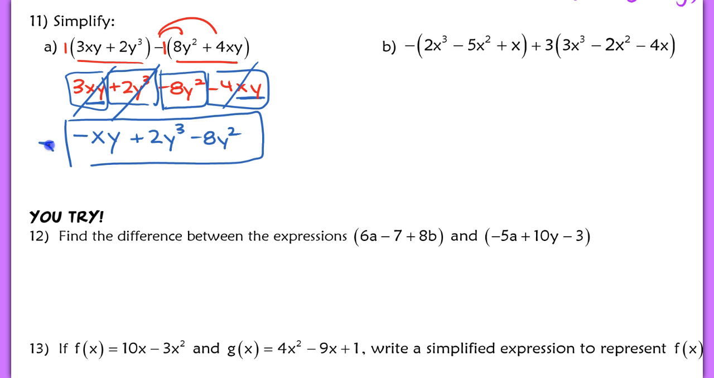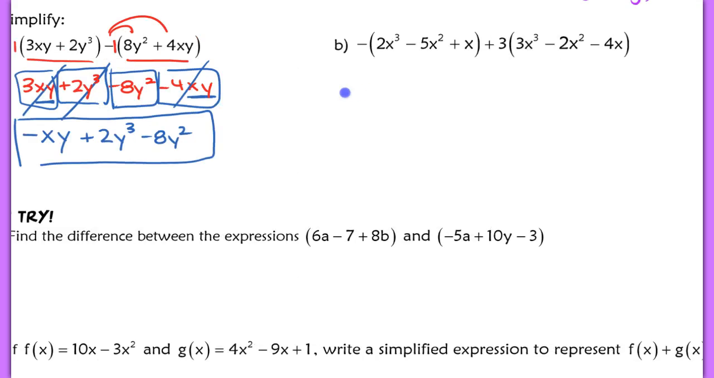So anyhow, this is the last answer that you need to put down on your paper because it's in descending order where you have your highest exponent here. It's also in alphabetical order as well. So I've got the x term, xy term, and then a y to a higher power, and then a y to a lower power here. So this is my final answer written in standard form.